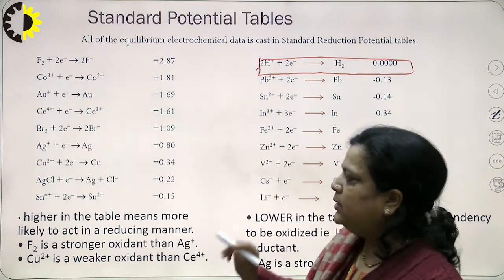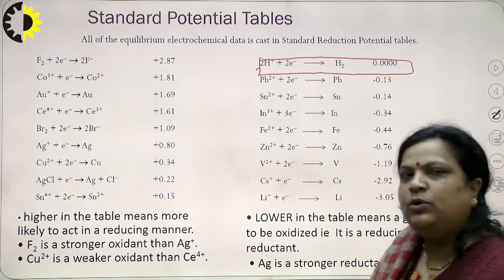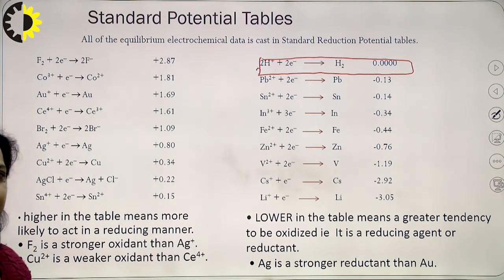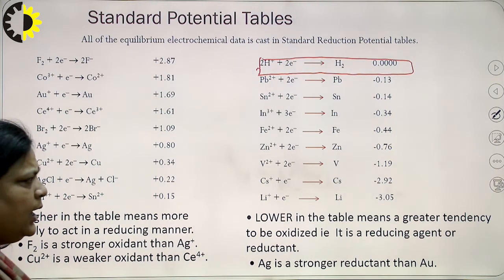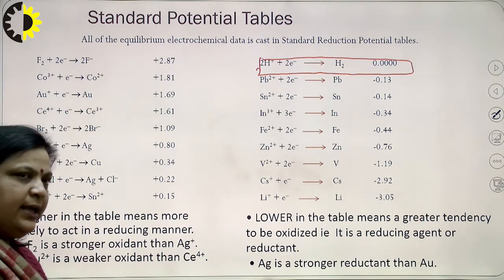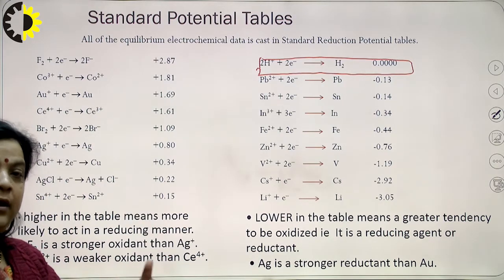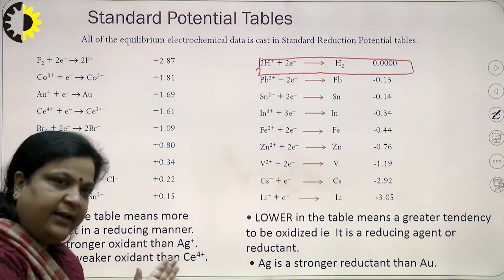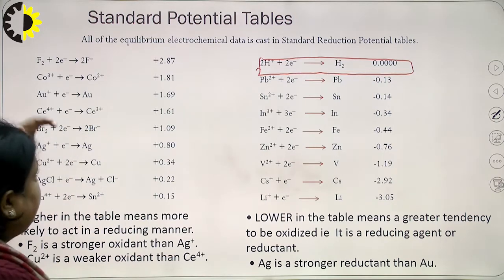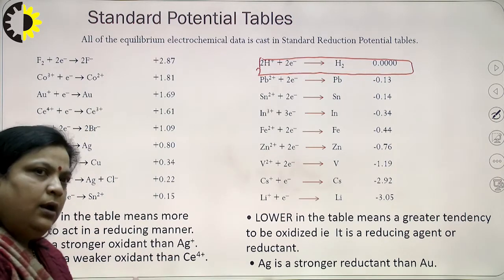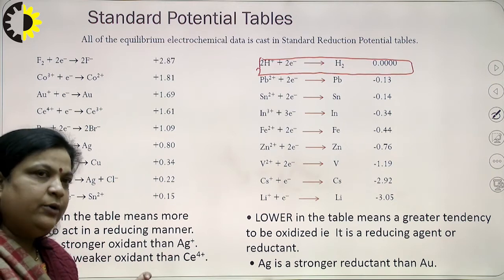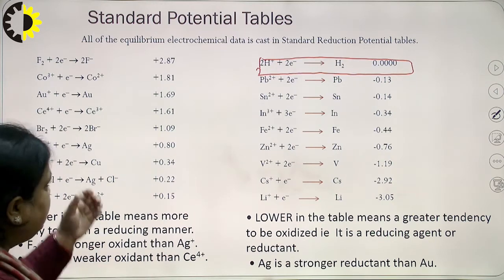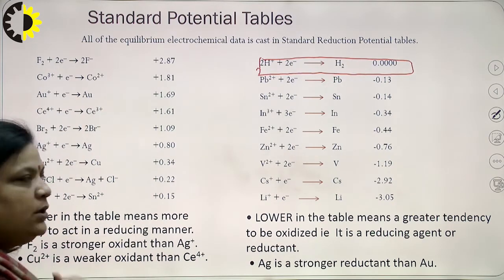In this table we see that the higher the position in the table, the more likely it is to act in a reducing manner. Or, very simply, if the reduction potential is high, the reducing tendency will be more, that is, that compound or metal will be reduced, and when it is reduced, definitely the other will be oxidized. So, it will be a good oxidizing agent. Higher the position in the electrochemical series means a very good reducing manner.